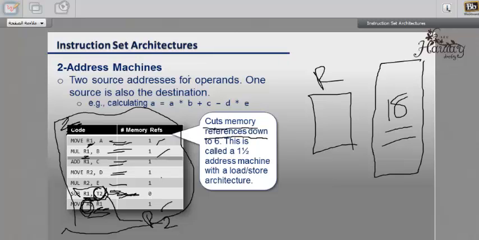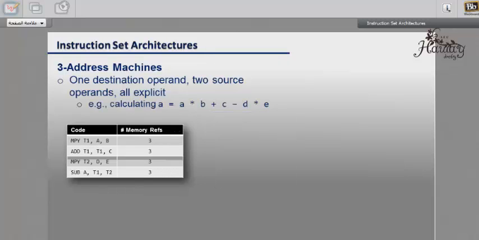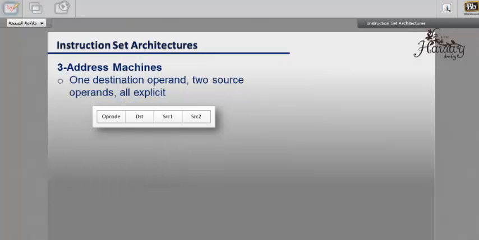Right, let's move to the last one, which is the 3 address registry. Okay, we'll go through this now. Now the 3 address registry, which is the last one, is again fairly simple.